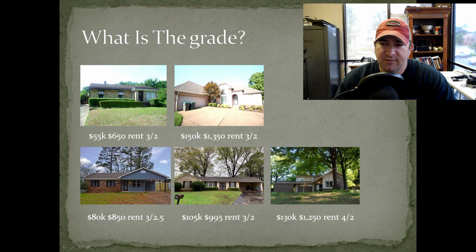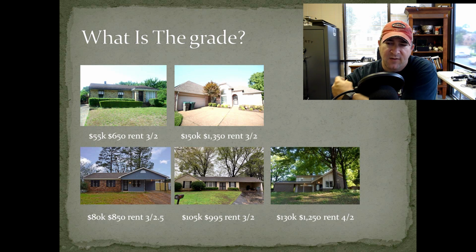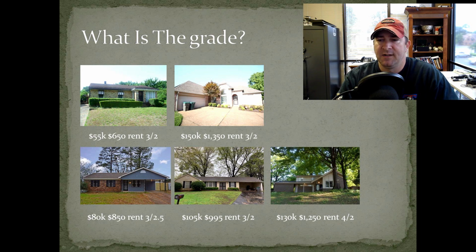Now the house to the right is $150,000 with $1,350 in rent. This house is in an area of Memphis known as Cordova. This house is very common amongst the other homes in its location. Essentially, they all kind of look like this in one way or another. In my opinion, this is what I would consider an A-type investment based on its location, the sales price, and the type of rent that it brings in.